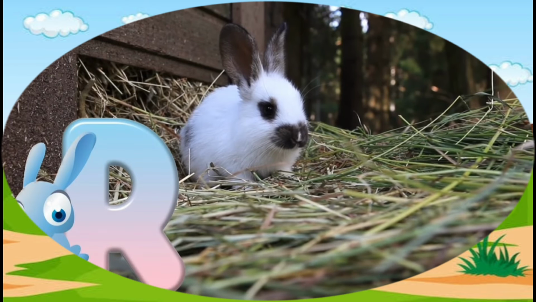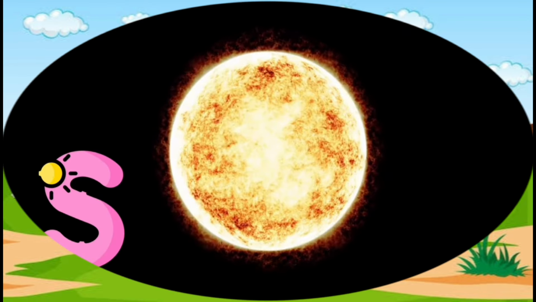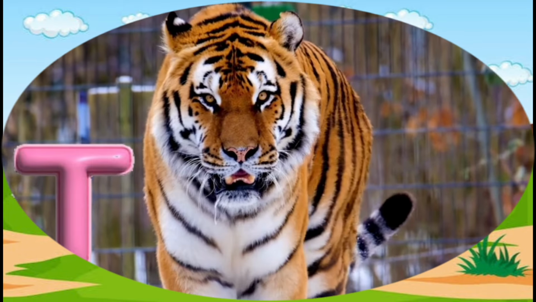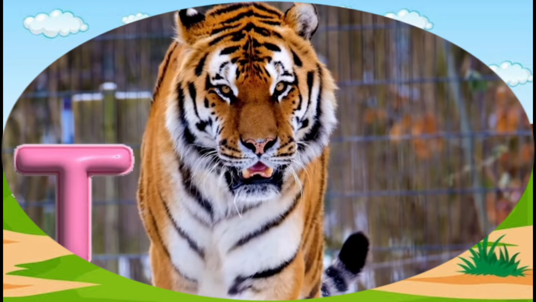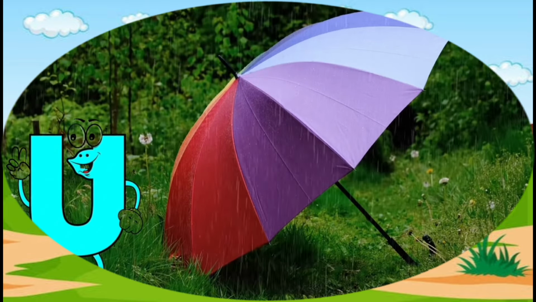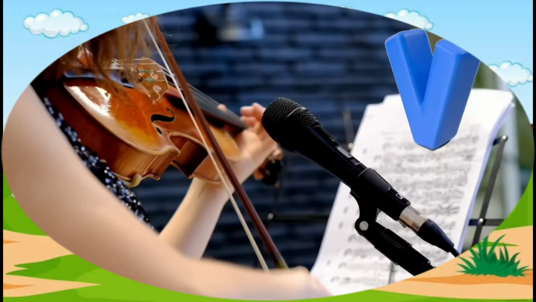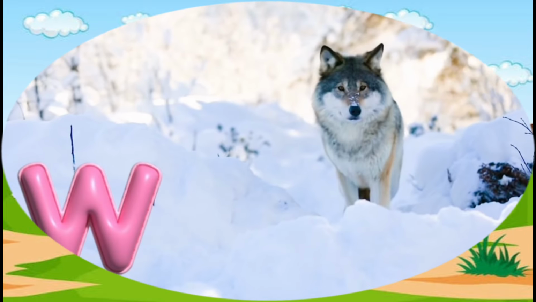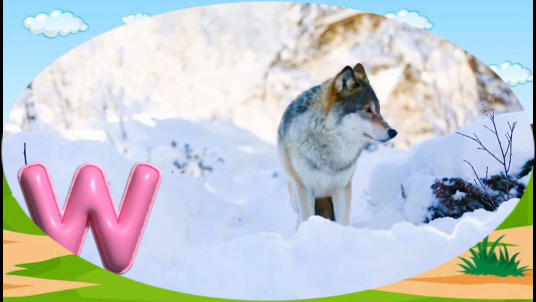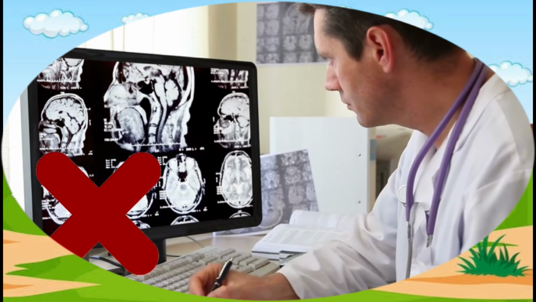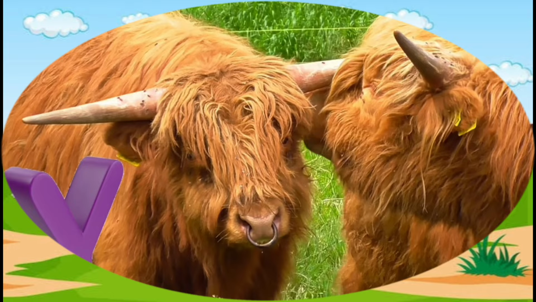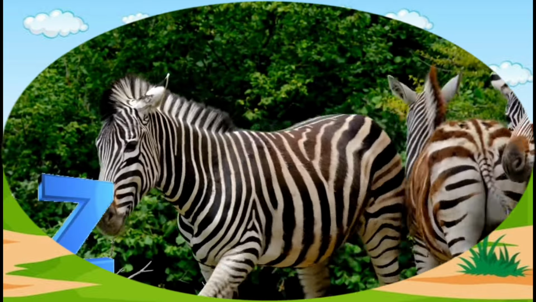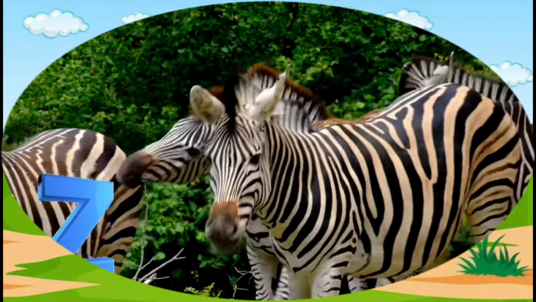R for rabbit. S for sun. T for tiger. U for umbrella. V for violin. W for wolf. X for extra. Y for york. Z for zebra.